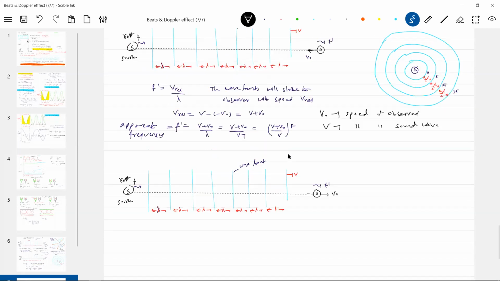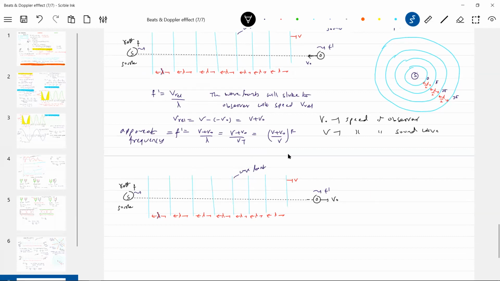You have the discussion here. Tell me, what is v relative in this case? Plus v. Okay, I agree with this condition. So then what is the apparent frequency? F dash is v relative by lambda. What is v relative? V minus v naught. What is lambda? vT. Or this will become the apparent frequency.